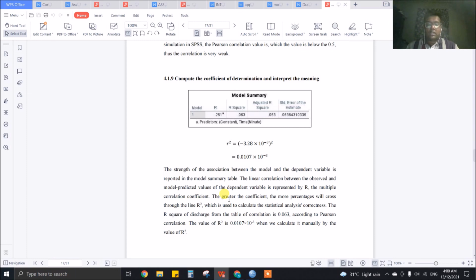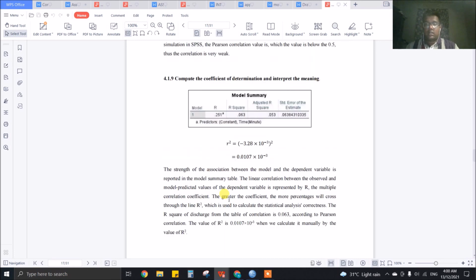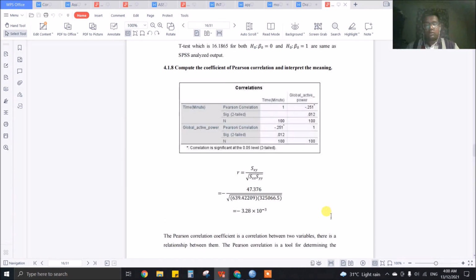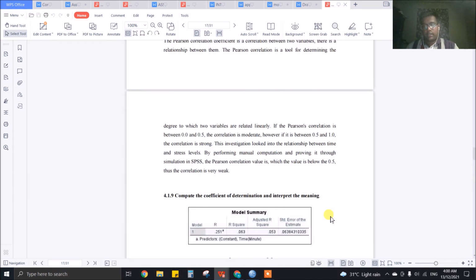The R square from the table of correlation is 0.063 according to the Pearson correlation. The value of R square is 0.0107 exponent negative 3 when we calculate it manually. This is what is behind the coefficient of Pearson correlation and the meaning of the coefficient of determination.